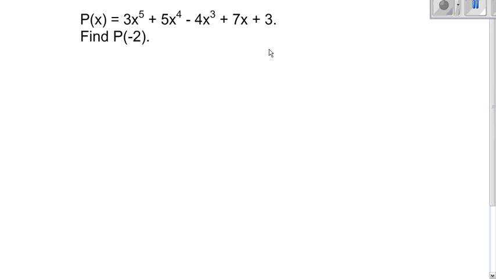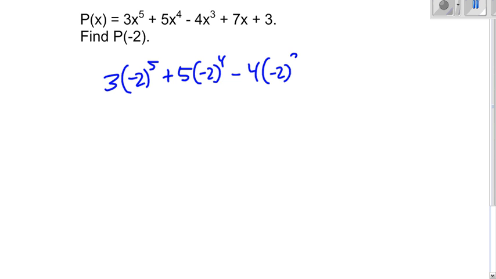So let's look at that previous example from a different perspective real quick. This is the same polynomial from that last example, and the negative 2 is what we did synthetic division by. But now let's look at it as a function, a polynomial function that we're going to evaluate for negative 2. So 3 times negative 2 to the 5th plus 5 times negative 2 to the 4th minus 4 times negative 2 to the 3rd plus 7 times negative 2 plus 3.